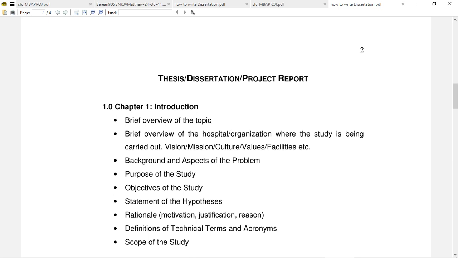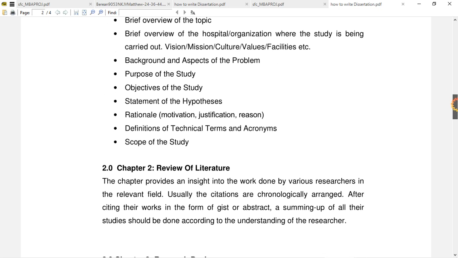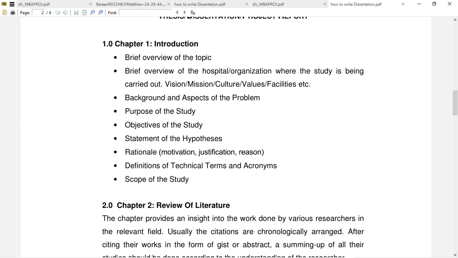Now, in your main report, you would start like this. Chapter 1, which is headed as Introduction. So, in chapter 1, you have to mention all these things. Brief overview of the topic in just 3 lines. And then brief overview of the organization where you have studied, any company that you had studied in case of your internship. So you can mention the company's name, then what is its mission, vision, cultures, values, its work processes, and so on. Then talk about the background of and aspects of the problem under study.